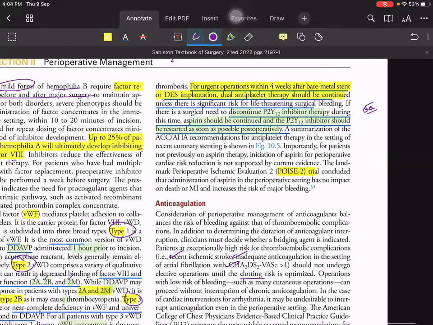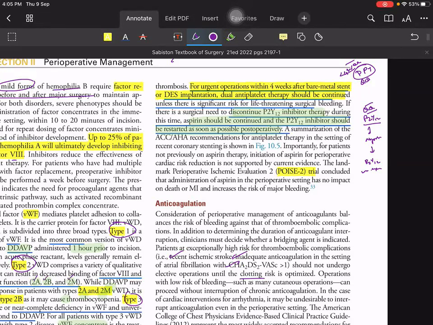Okay. So you have to start your dual antiplatelet therapy within 4 weeks after doing any major surgeries. And what about the P2Y12 inhibitor? You should discontinue it during the surgery. By the time aspirin should be started, and you should start the P2Y12 inhibitor immediately after the surgery. Okay. So they didn't mention how many weeks before you have to stop your P2Y12 inhibitor. They didn't mention it here.